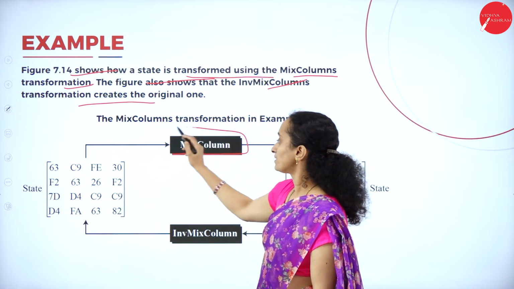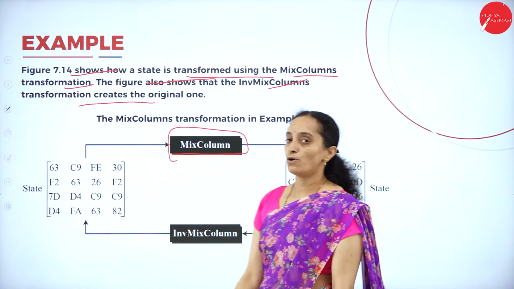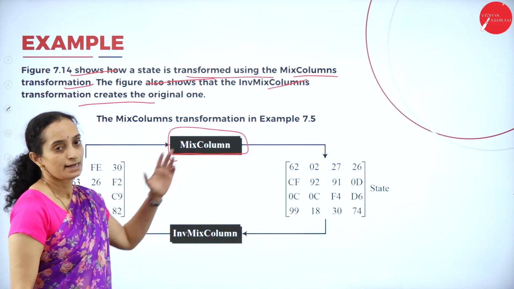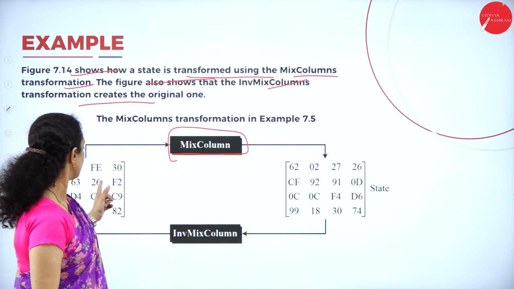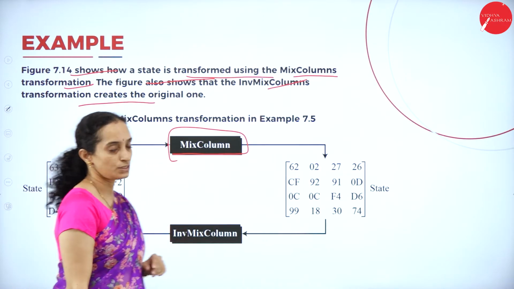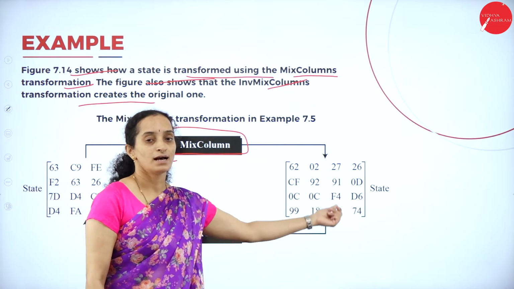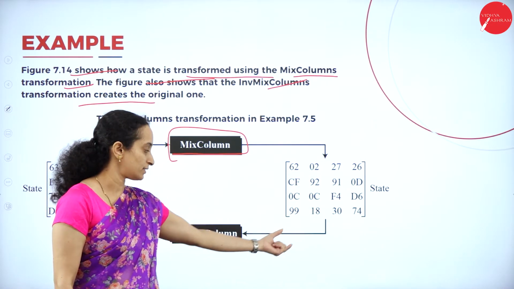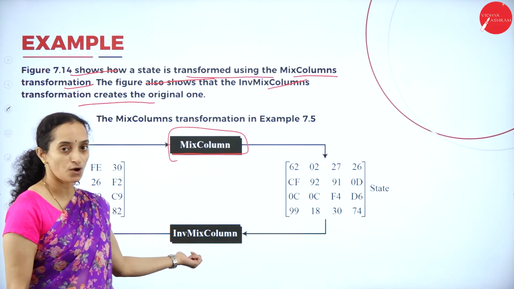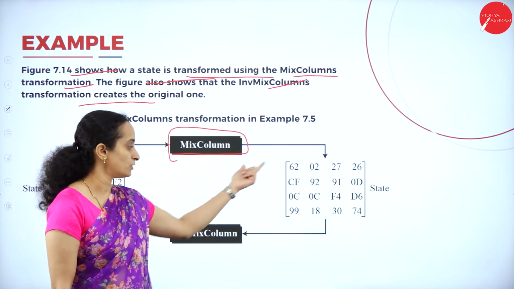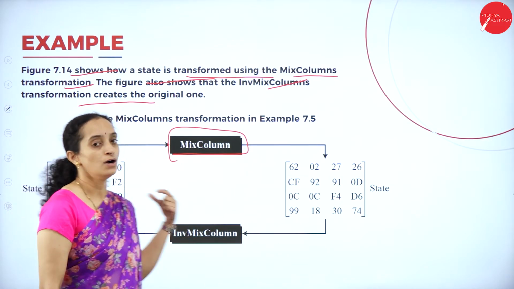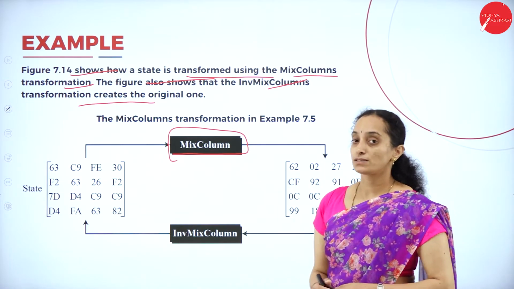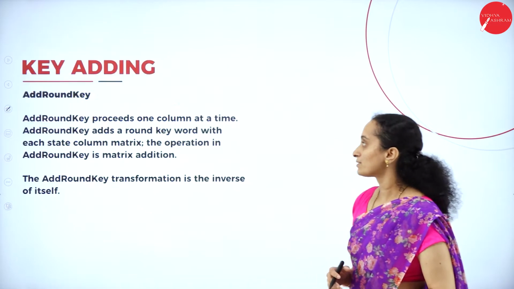We take the mixed column procedure. Now what you can observe here is that the original state is mixed. Here we get the procedure which mixes up the bits in the column and gets the new state. When you apply the inverse mixed column algorithm or function to this state, it gives you the original state. Alright, so this is how you can apply the mixed columns and inverse mixed columns.